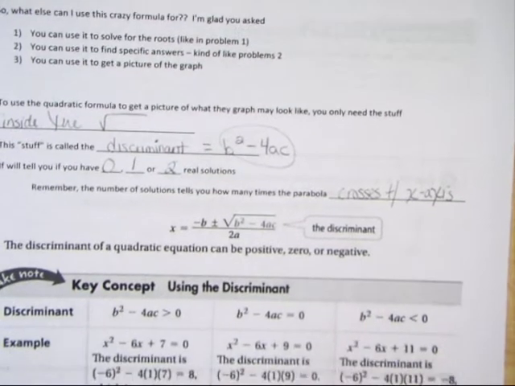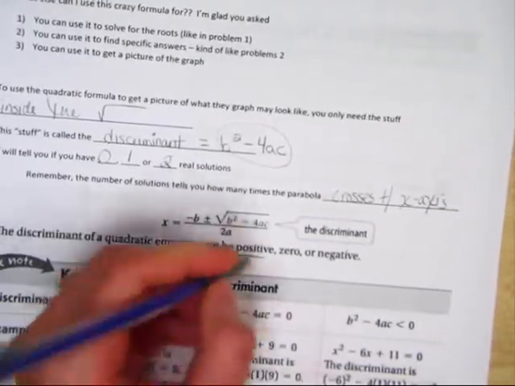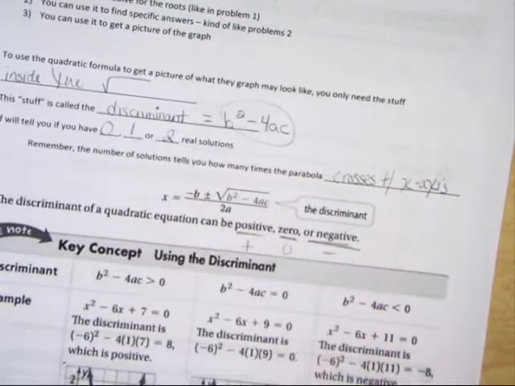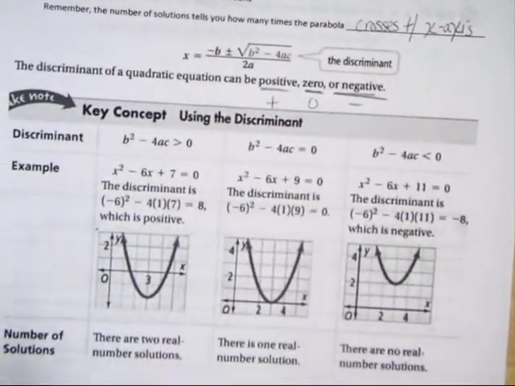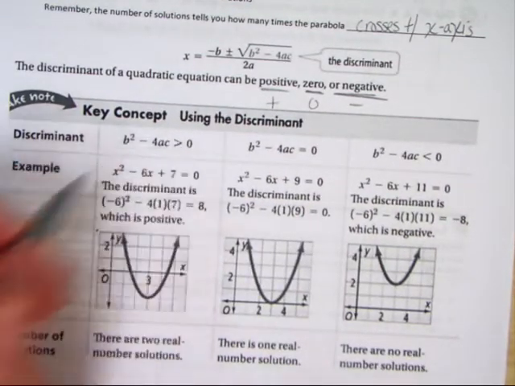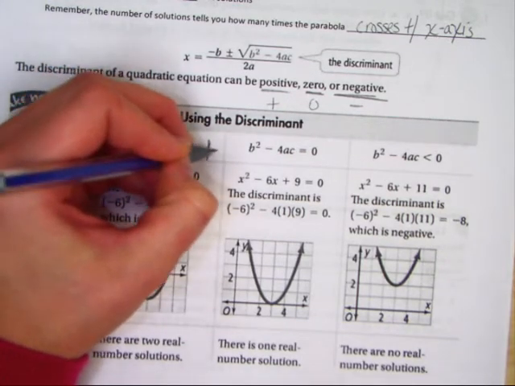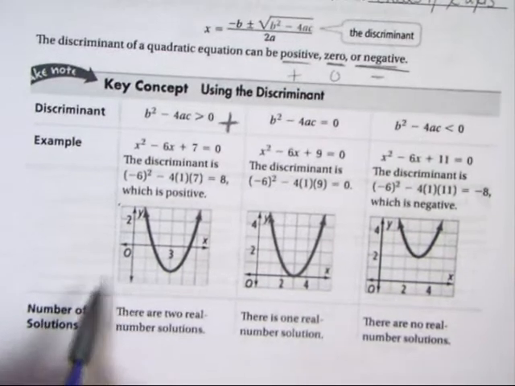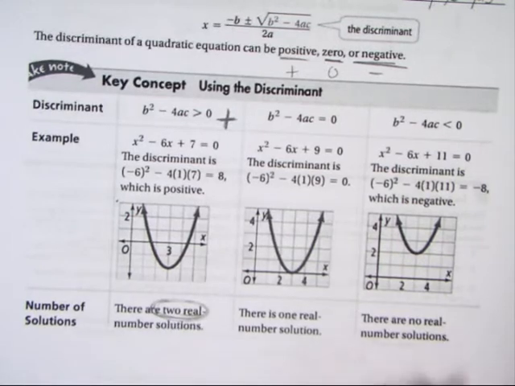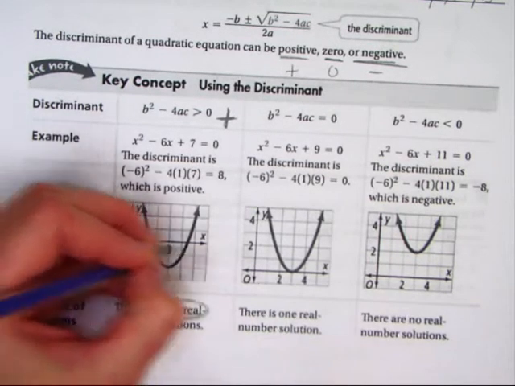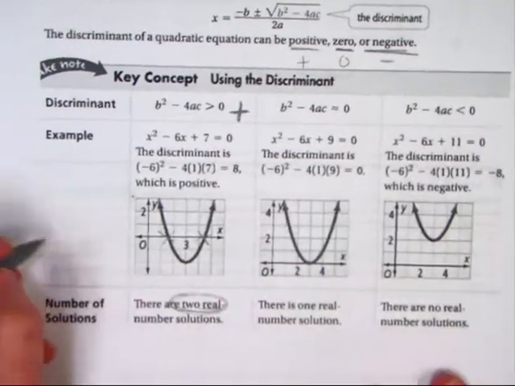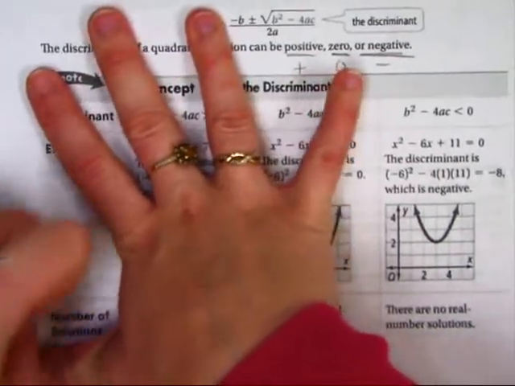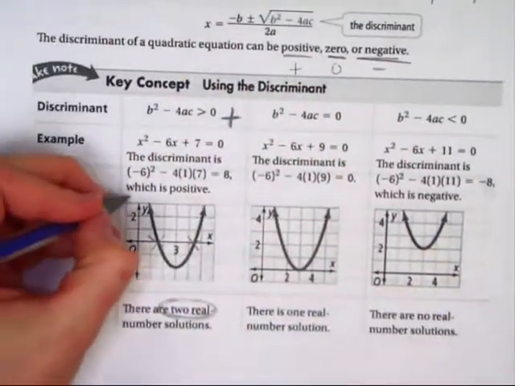Now let's go to the bottom, and make sure you understand that you could get out a positive number, a 0, or a negative. This chart is very helpful. Let's say you get the discriminant and it's greater than 0, meaning it's a positive number. If it is a positive number, it has 2 real solutions. Therefore, it will cross twice. Let's put that here. Crosses twice.